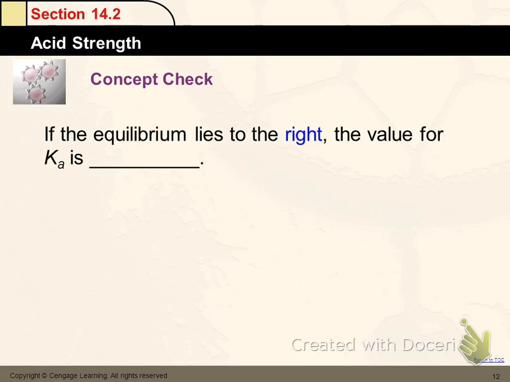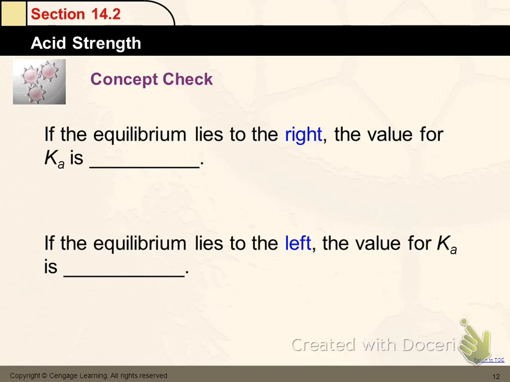Second concept check. If the equilibrium lies far to the right, what value for Ka would you expect? Versus if it lies far to the left, what would you expect for the Ka value? It should be greater than 1 if it lies far to the right, indicating that you also have a strong acid, whereas less than 1 if we're dealing with a weak acid, or to the left.